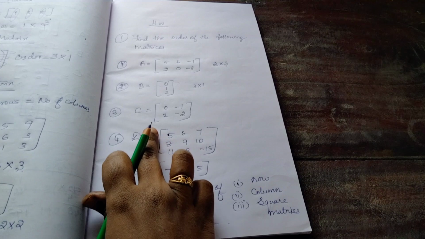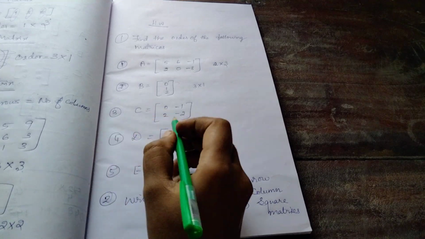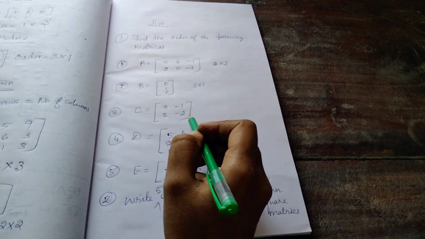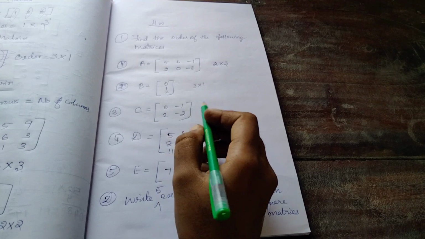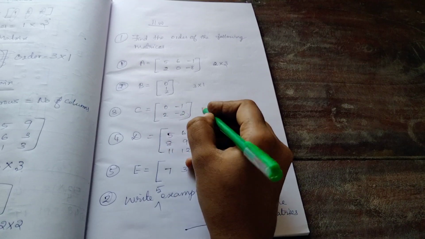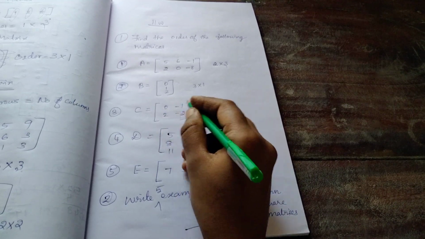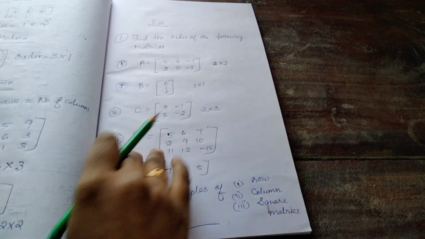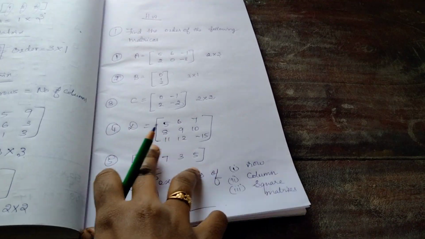And see this third matrix, that is C matrix. The number of columns and the number of rows are the same, correct? This is a square matrix. So here how many columns, how many rows? First row, second row. So 2 rows by how many columns? 2 columns. So 2 by 2. Got it, students? Now come to the fourth one.